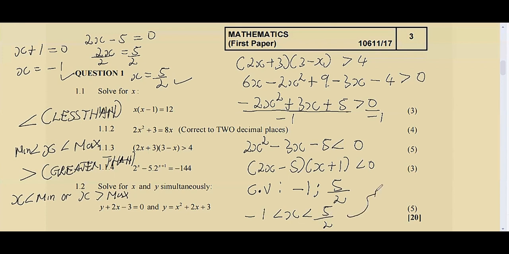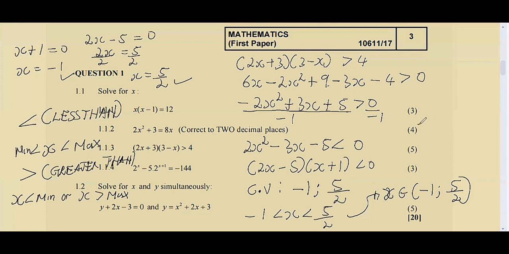Another way to write this would be to say x is an element of negative 1 to 5 over 2. So this is also another way to write that. And note that I'm using round brackets because the critical values are not part of the solution. So we are saying it's only for the values that are within negative 1 and positive 5 over 2. But negative 1 and 5 over 2 are not included.